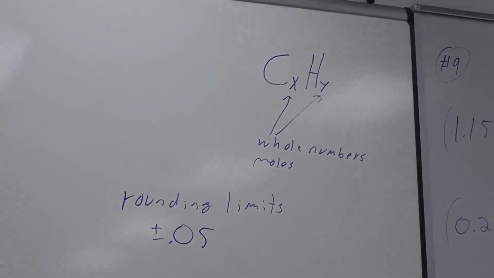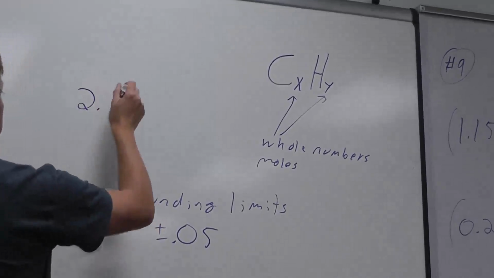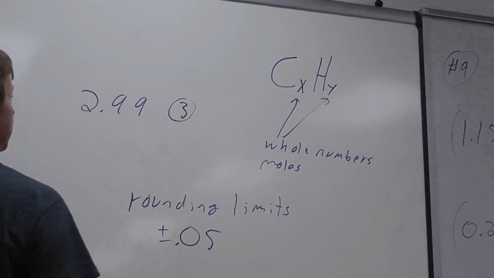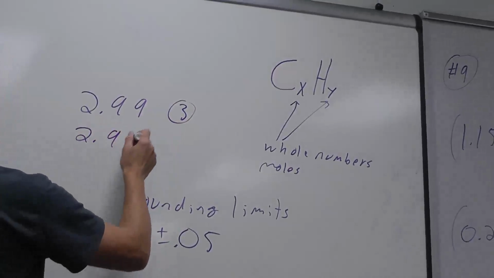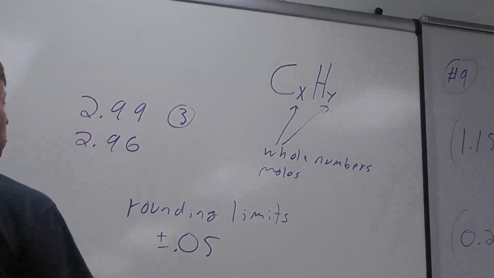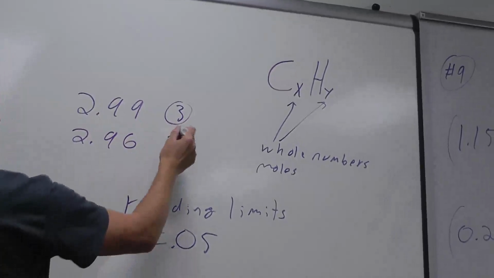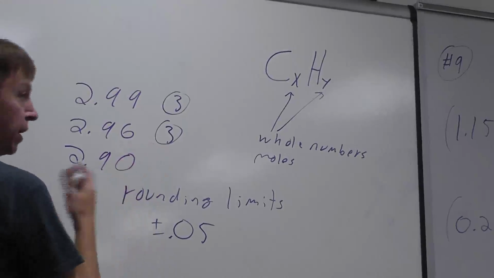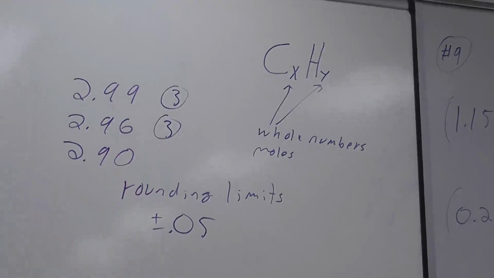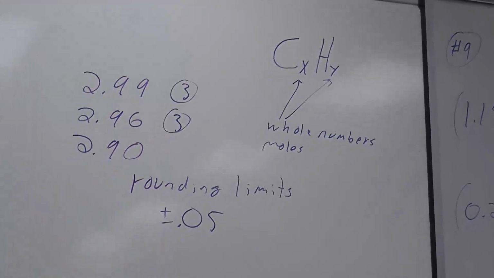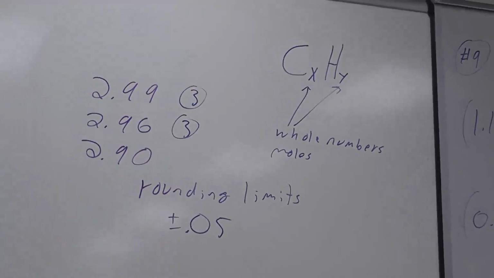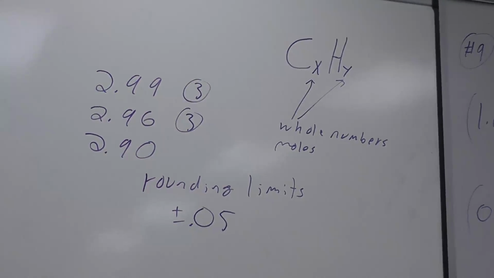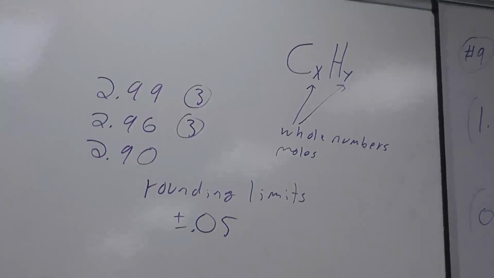So for example, 2.99 is within 0.05 of 3, so we're safe rounding to 3. If this had been 2.96, we're still within 0.05 of a whole number, that would round to 3. But if we had 2.90, that's not 3. That's not close enough to 3 to be roundable to 3. Very narrow rounding limits. I'll show you what to do with that in just a moment.